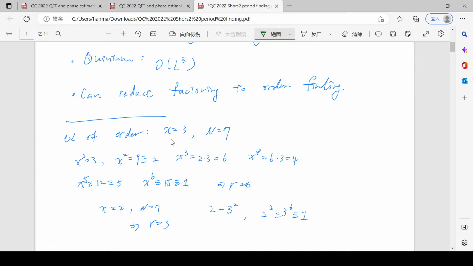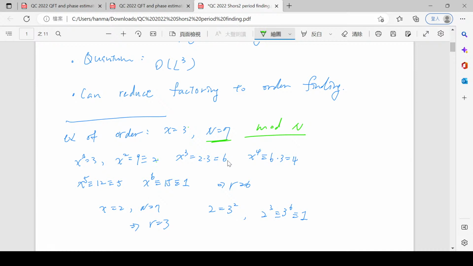So let's say you have x equal to 3 and n equal to 7. Then x to the first power is obviously 3. Now we want to do all arithmetic mod n. Okay? We want everything mod n. So now we have x squared, which equals 9, and you mod 7, that equals 2. Then x cubed will equal 2 times 3, which is 6, and mod 7 is still 6.